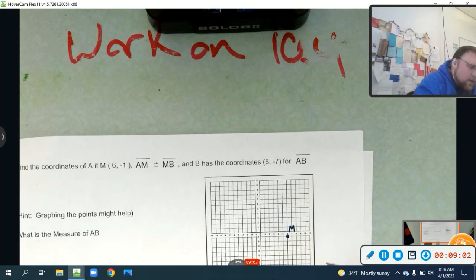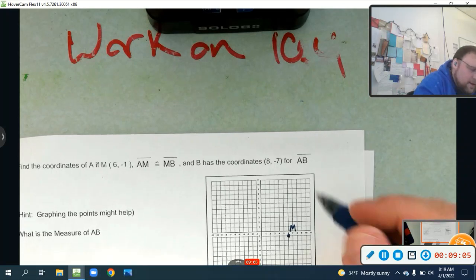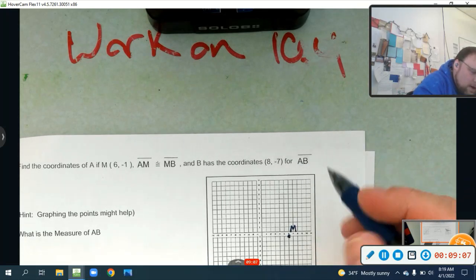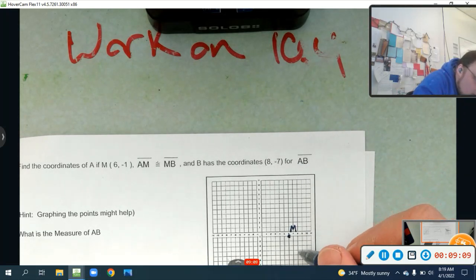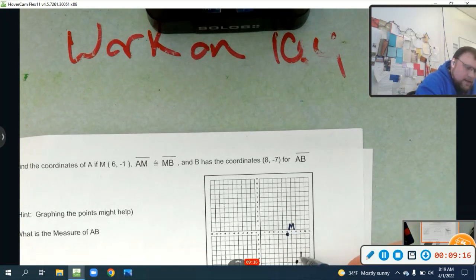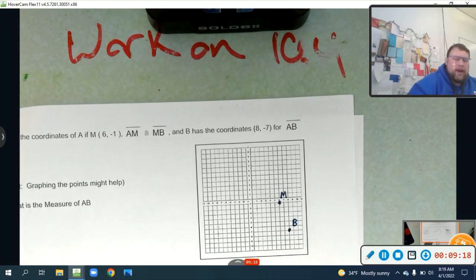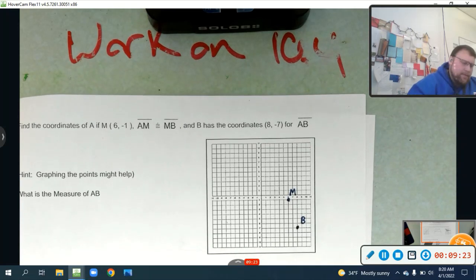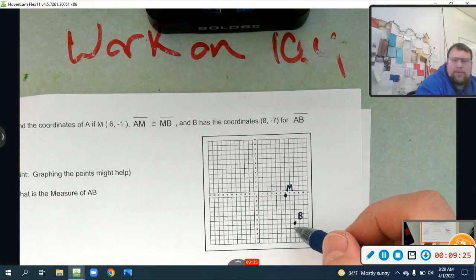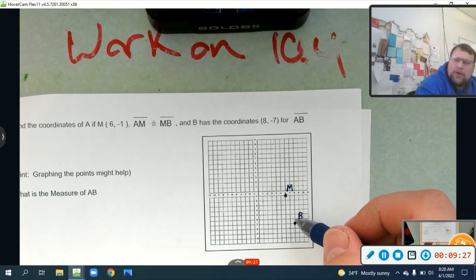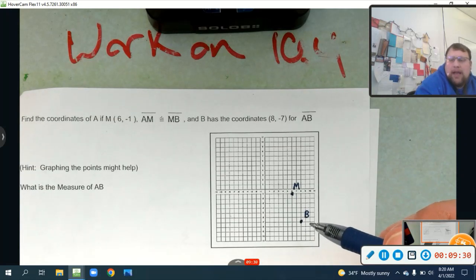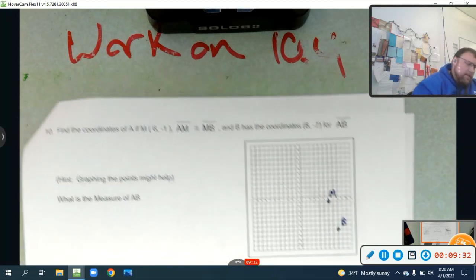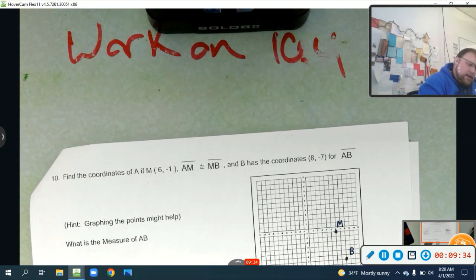We know that AM is congruent to MB. That's awesome. And B has the coordinate of (8, -7). So 8 and then down, negative 7, right? And that's B. Now here's what I'm going to do to find the other point. To find the distance, I could go about this two routes, right? I could find the distance between these two points and then multiply it times 2 because it tells me, hey, they're the same distance. So let's try that. The distance between M and B.